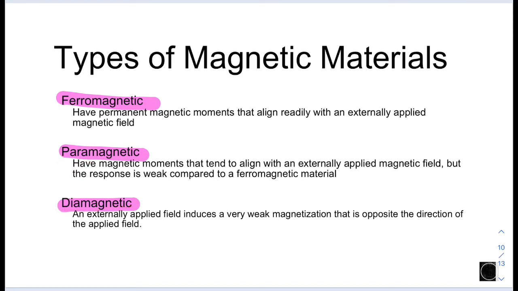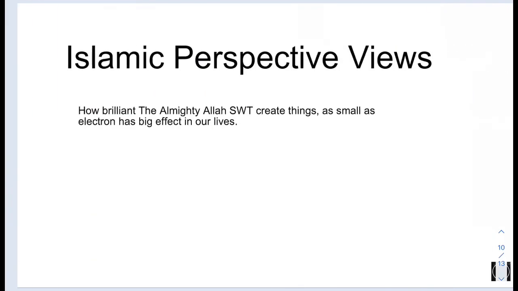And diamagnetic: an external applied field induces a very weak magnetization that is opposite to the direction of the applied field. It is very weak and opposite to the direction of the applied field. That is diamagnetic, meaning it has a behavior opposite to the magnetic field that we apply.